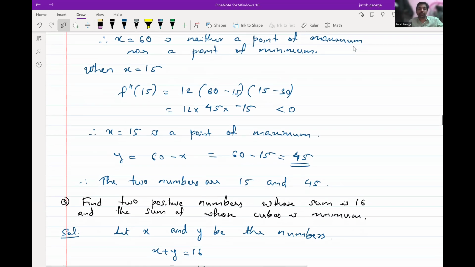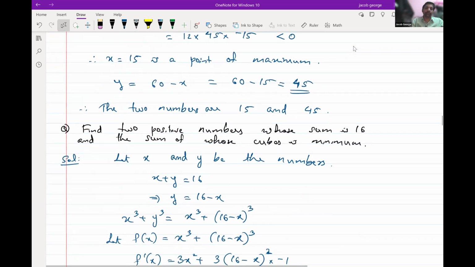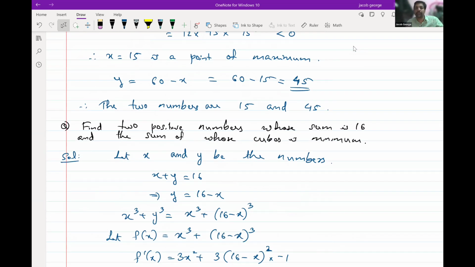So this is a similar question. The very next question is a similar one. In June or May, we have done all these in the notebook. X plus y is 16. Here the sum is 16, and the sum of cubes is minimum. Means x cube plus y cube is minimum.